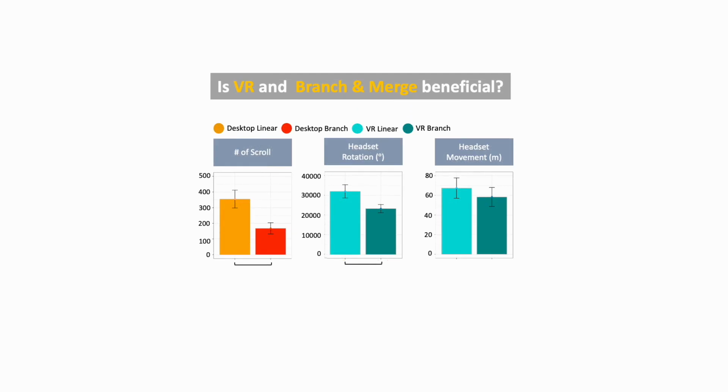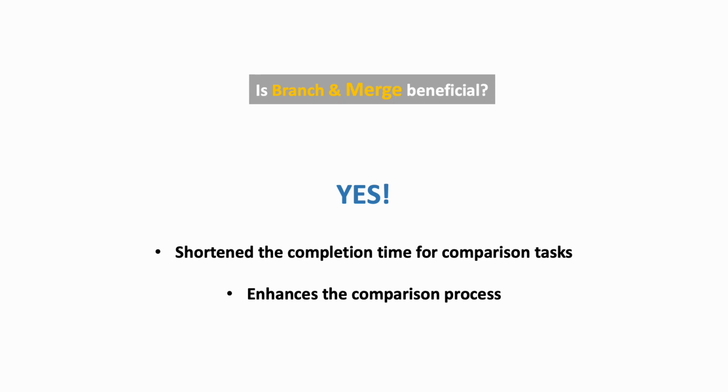For example, we found from analysis of both navigation and comparison tasks that branch lowers the navigation cost in both desktop and VR conditions. In summary, we could answer the question, is branch and merge beneficial? The answer we found is yes. We found that the introduction of the branch feature considerably shortened the completion time for comparison tasks in both VR and desktop. To conclude, the branch and merge feature enhances the comparison process.